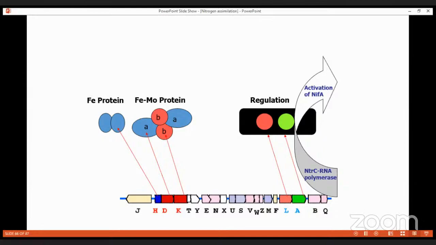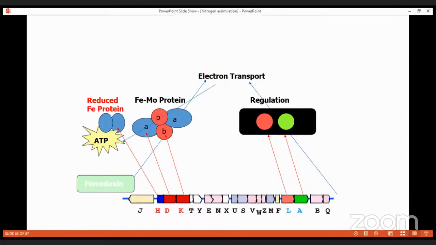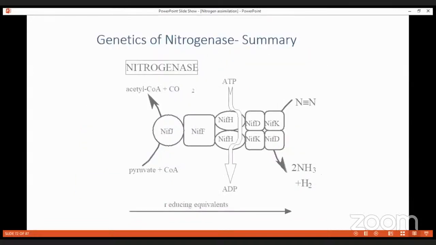After this activation, the electron transport will happen. The ferredoxin will be activated. This ferredoxin will reduce the Fe protein subunit, then the FeMo protein subunit will donate its electrons to the nitrogen and it will form the ammonia. So this is the basic summary that we have already discussed.